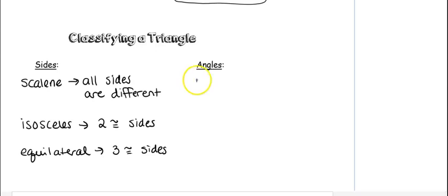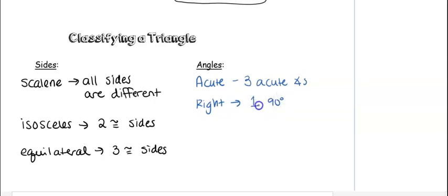For the angles, we have acute triangles, and that is when we have 3 acute angles. Just like a triangle has 3 sides, it also has 3 angles. If all 3 of those angles are acute, then it's an acute triangle. It's a right triangle if we have one 90-degree angle. The other two are both going to end up being acute based on the angle restrictions. And it's an obtuse triangle if we have one obtuse angle.